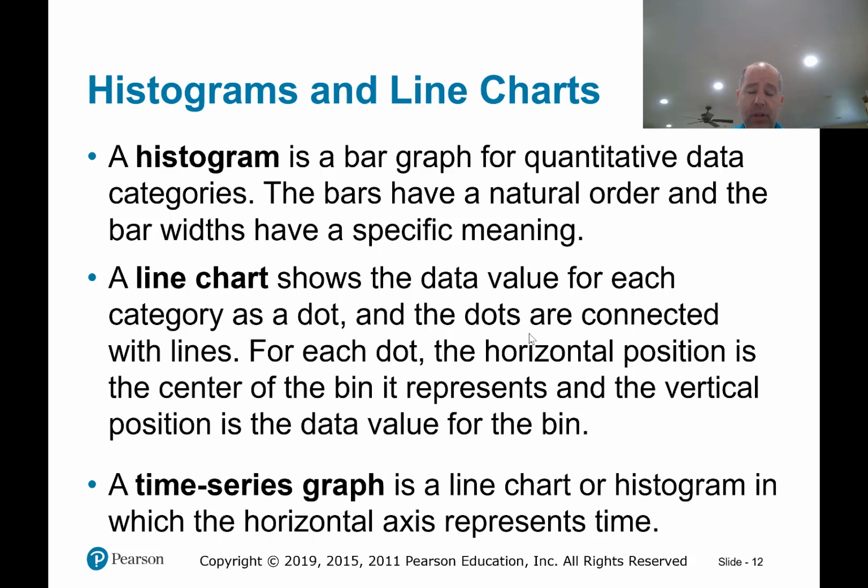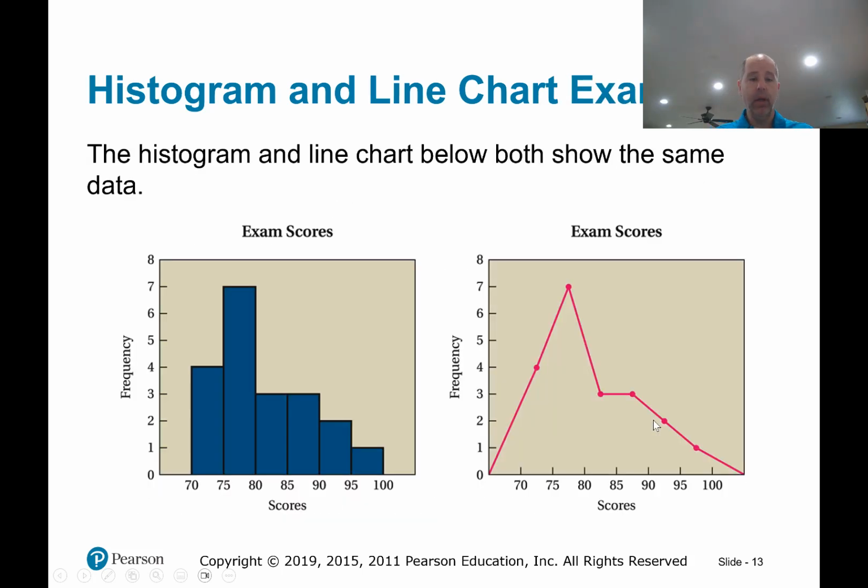And then, of course, a time series graph is a specific line graph where the horizontal axis is always a unit of time. It's always on the x-axis because time is always the independent variable. So now here's an example of a line graph and a histogram. Notice the histogram: all the bars are touching, and it goes from the lowest all the way to the highest. And so we have to use boundaries.